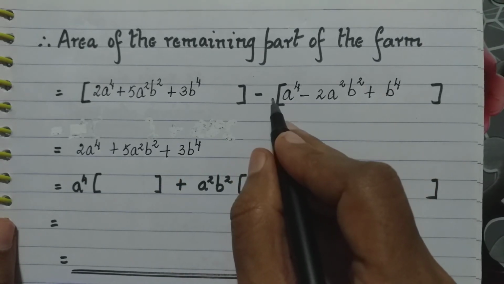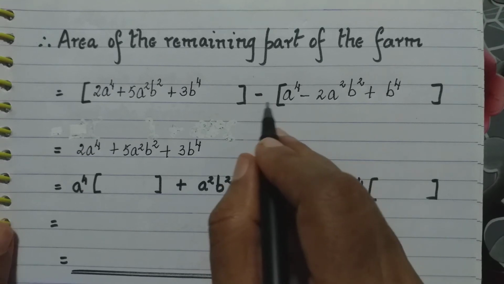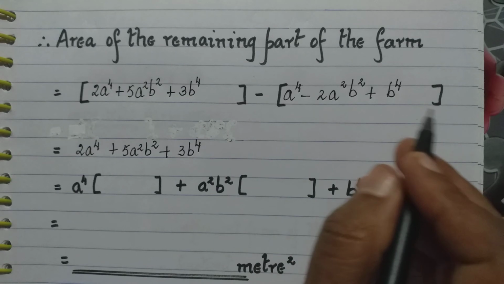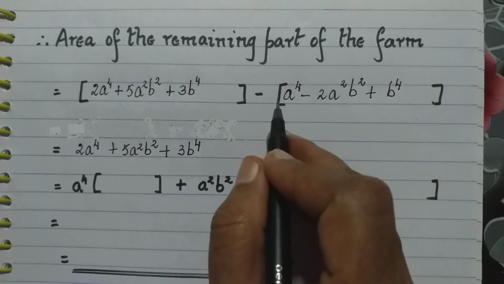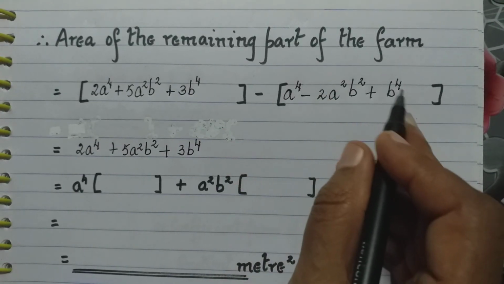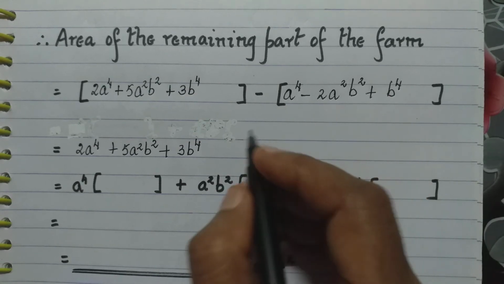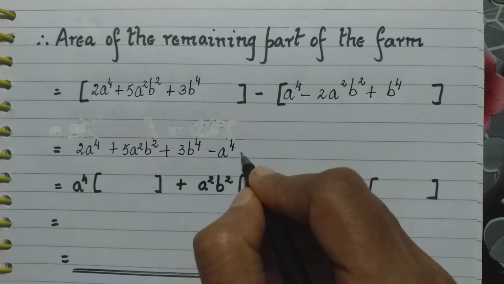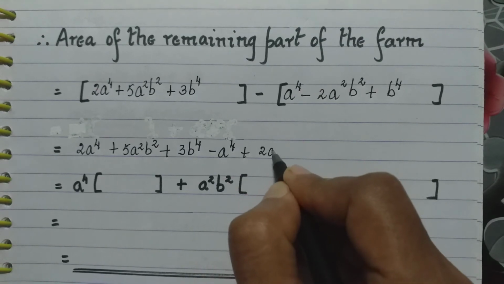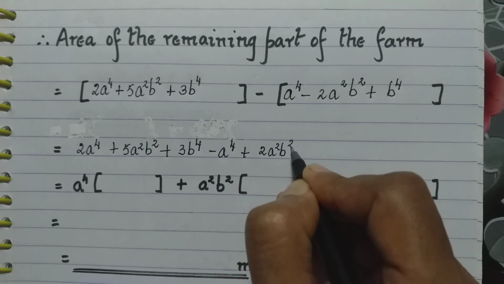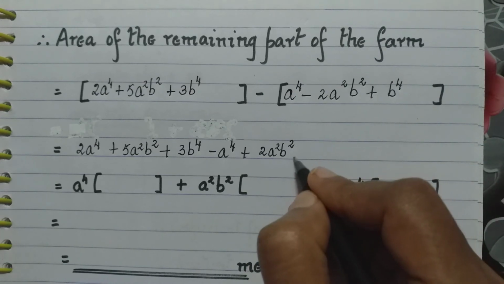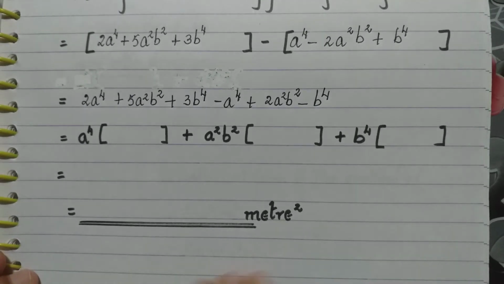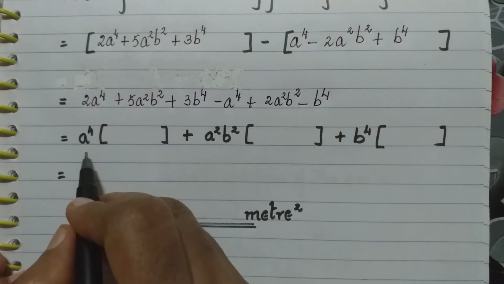Now I have minus. I told you when we have minus outside the bracket, what happens? For the brackets to go away, we have to change all the signs inside the bracket. So this becomes minus a raised to 4 plus 2a square b square, and here minus b raised to 4.